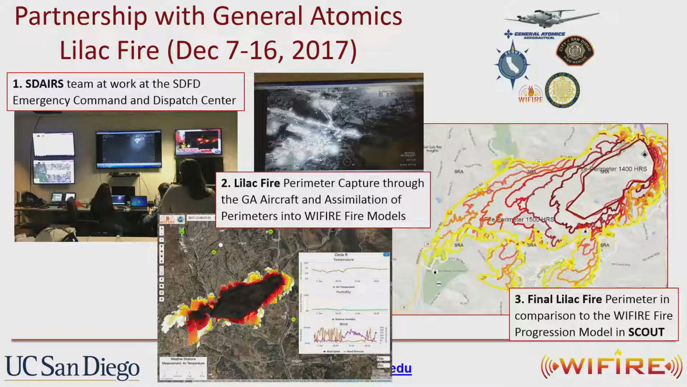Another data example I'd like to give is this partnership with General Atomics. This is an example from the Lilac Fire, and we did the same for Thomas and Woolsey fires through the fire camp. Here, what happens is, the moment the fire is there, the aircraft goes up, and we get perimeters on a regular basis from the aircraft. And those perimeters are actually being used, and at the same time we start the modeling. They are being used to compare what was modeled to what was measured about the fire and uncertainty of that measurement. And using that, we adjust the fire model.